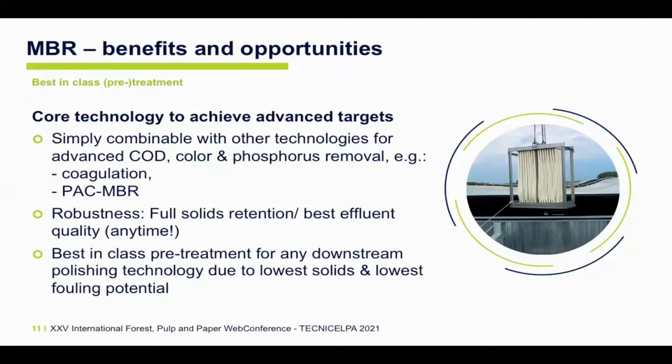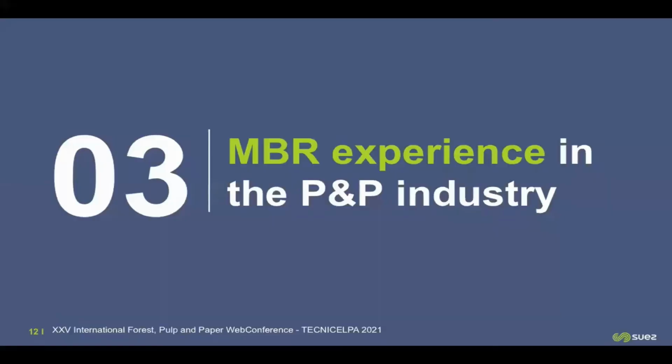This is very common, for example, in the refining industry. It's a very robust technology because we have solids retention all the time. There's no risk of solids escaping like we have in secondary clarifiers. Therefore, it protects any downstream polishing technology and leads to the lowest solids and lowest fouling potential.